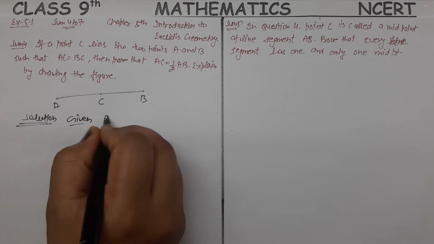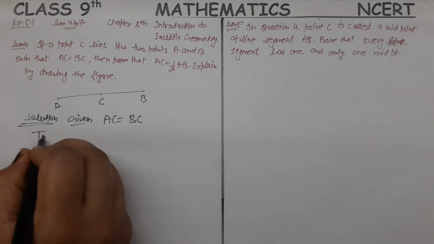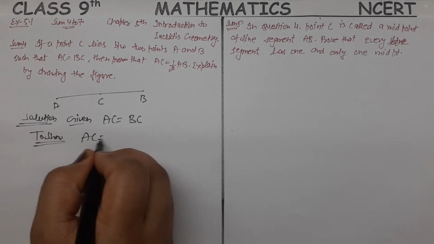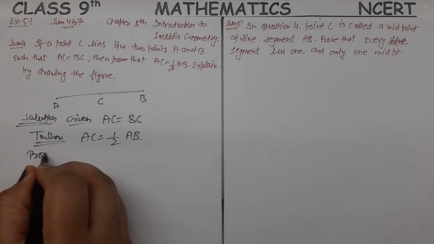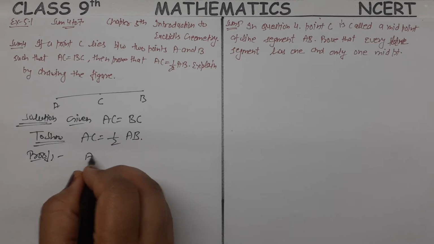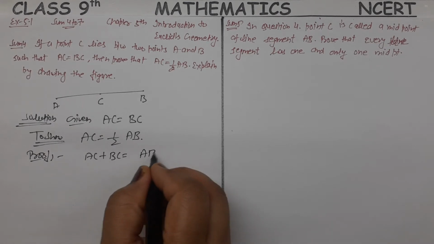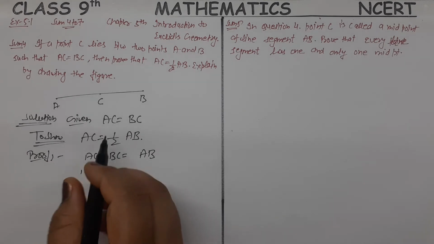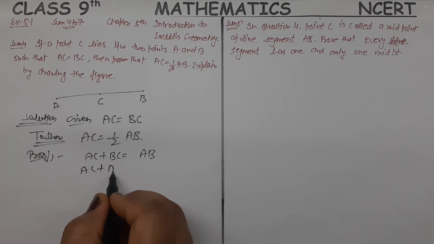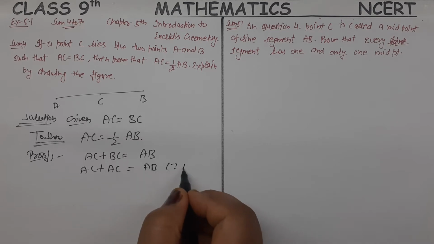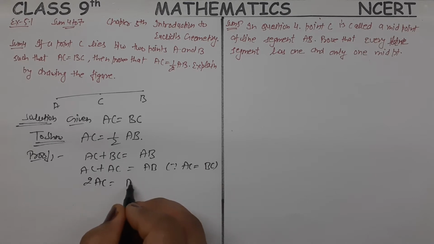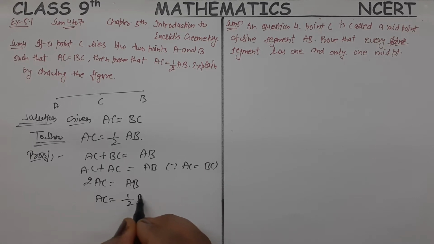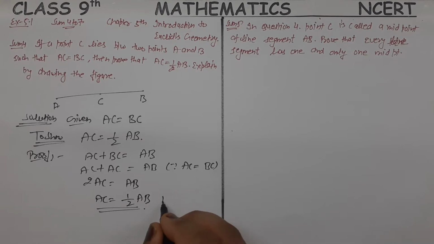Given AC is equal to BC. To show AC is half of AB. Now proof. AC plus BC equals AB. Now AC plus AC, because both are equal, it's given. Twice of AC, then AC is half of AB, hence proved.